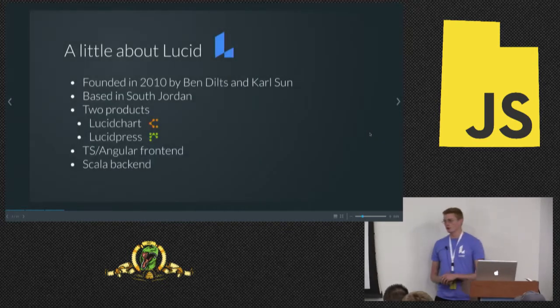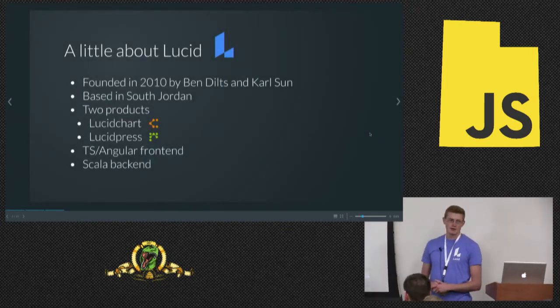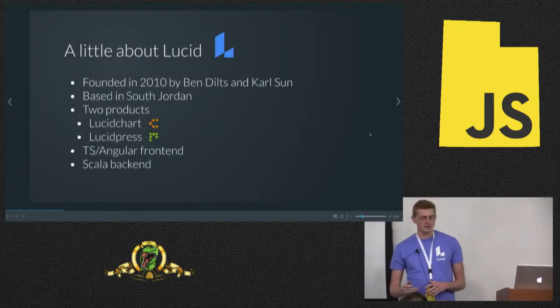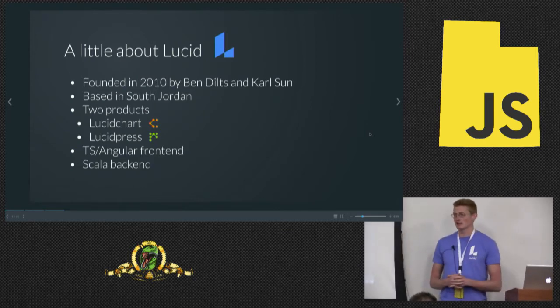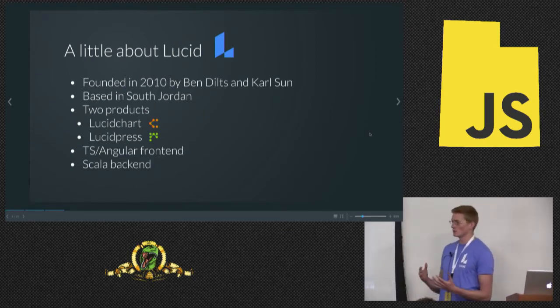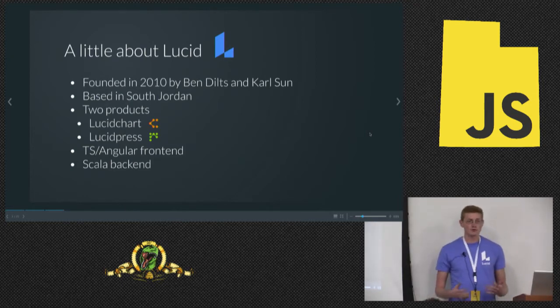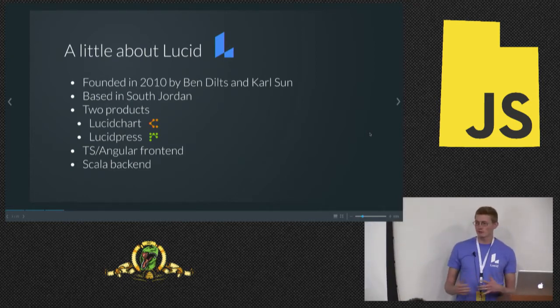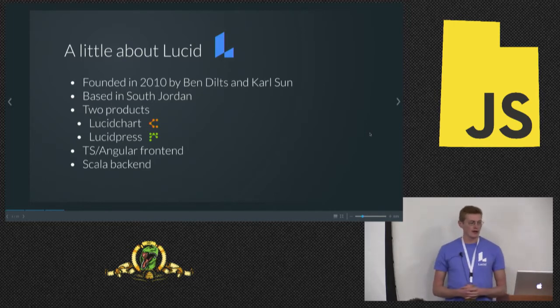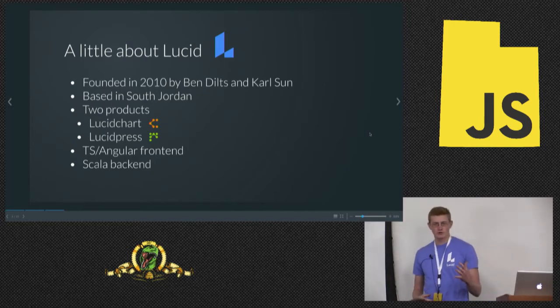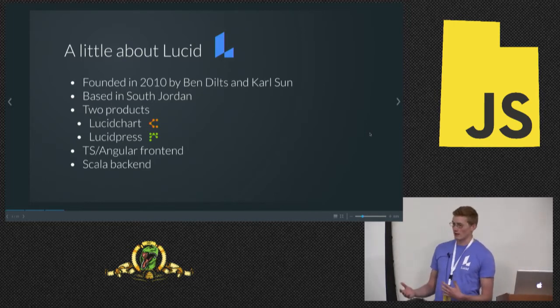So a little bit about Lucid. Hopefully you know a little bit about us already. We were founded in 2010 by Ben Dilts and Karl Sun. Ben is the mad scientist. Hopefully you were able to go to his presentation this morning and hear a little bit from him. We are in South Jordan. We have two products, Lucidchart and Lucidpress. Both are web-based. We have a primarily TypeScript and Angular front end with a Scala back end.